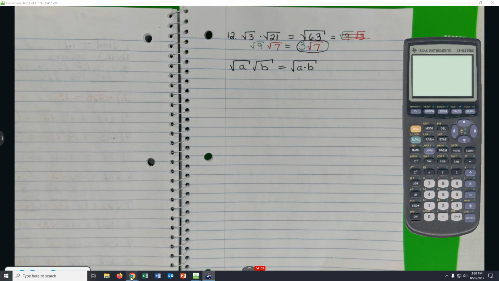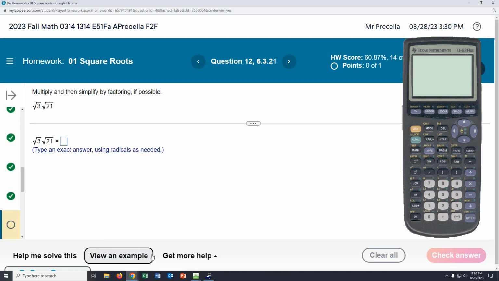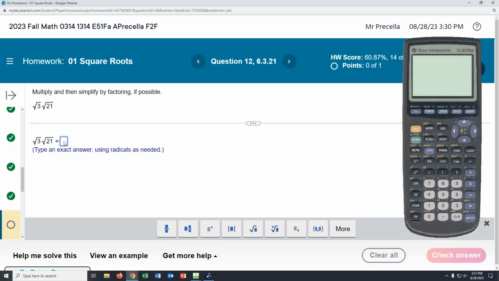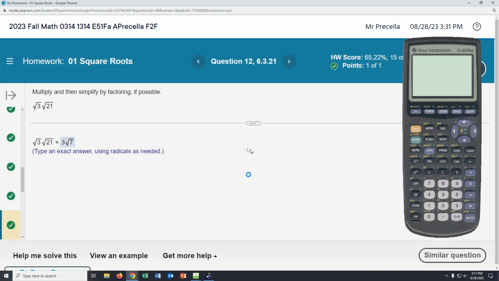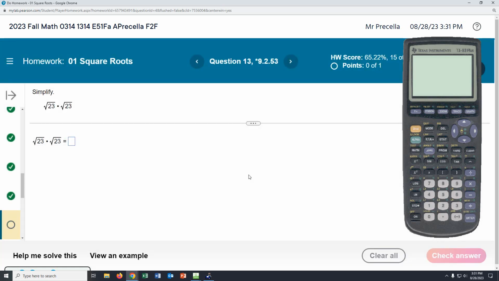Did we punch in the right answer there? 3 square root of 7. But your hook is the equivalent of the little blue box, saying, okay, that's closing it. Okay, number 13.